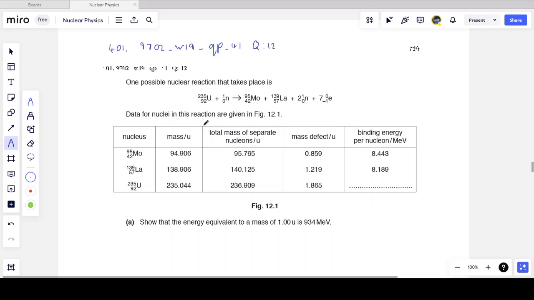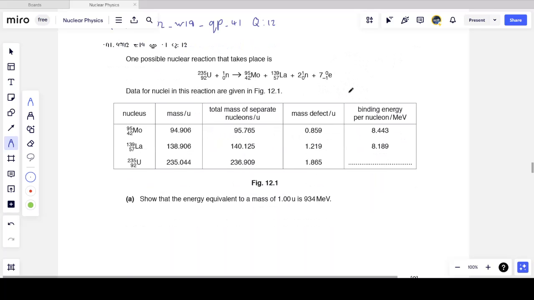And we are given the same reaction that we've seen before. Uranium-235 plus a neutron gives molybdenum-95 plus lanthanum-139 plus 2 neutrons plus 7 electrons. So we actually can see that our answer from the previous first question was correct. We're then given a whole lot of data, and we are told that here's the data for the mass in atomic mass units for molybdenum, lanthanum, and uranium. We're given the total mass of the separate nucleons, the mass defect, and so we don't have to calculate the mass defect, it's done for us, and the binding energy per nucleon.